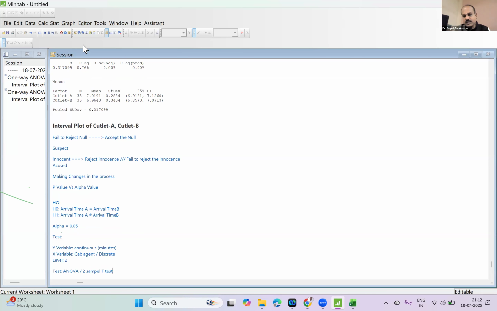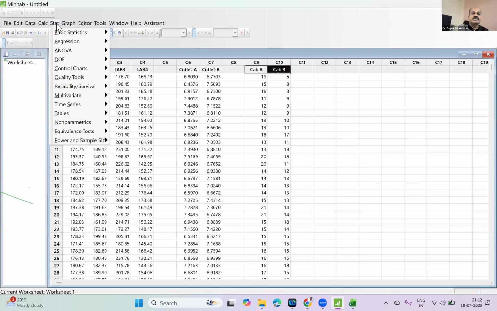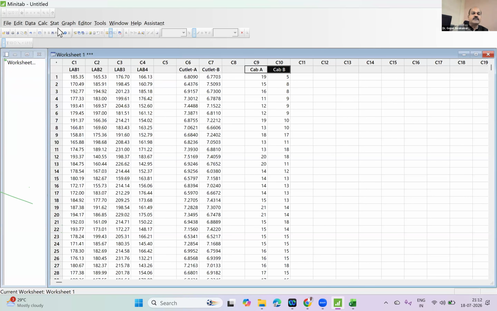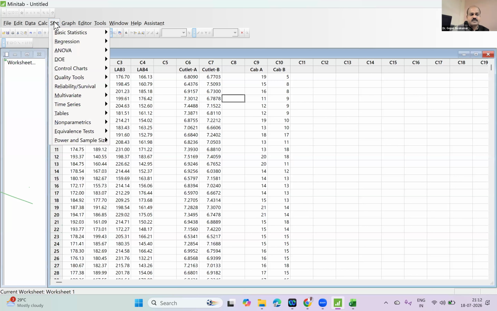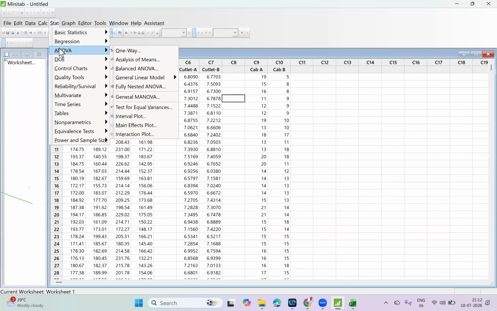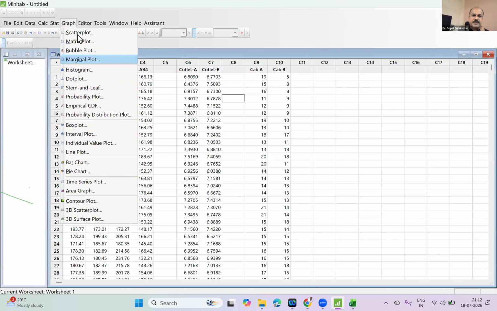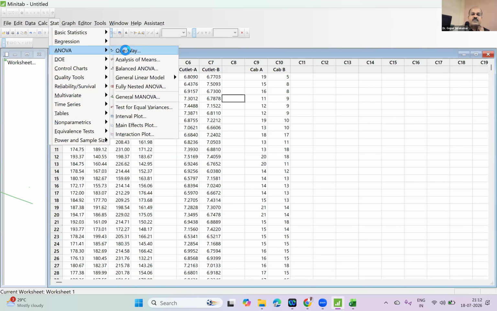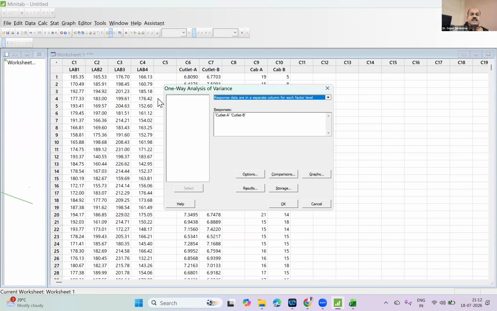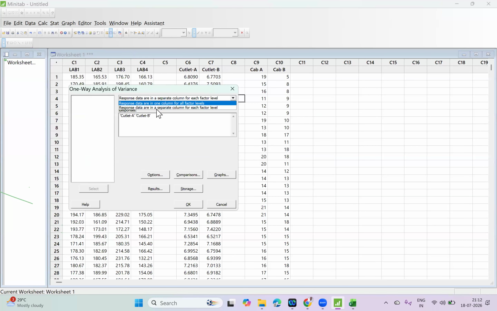Now, shall I do the test for you? I go to the worksheet and I have the cab A and B. You guide me, all of you. I should click Stat, right? After that, ANOVA, then one way. Stat, ANOVA, one way. Then this window is coming. Your response data is in separate columns or in one column? Separate columns. Now remove the existing one. Now cab A and cab B both should be selected.